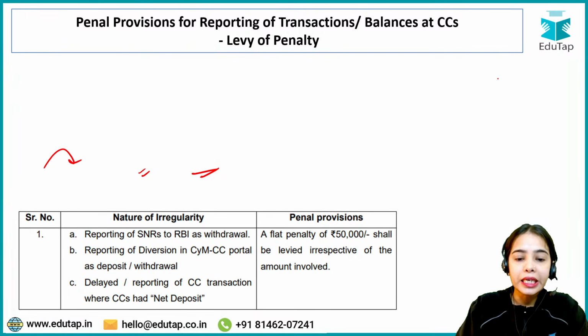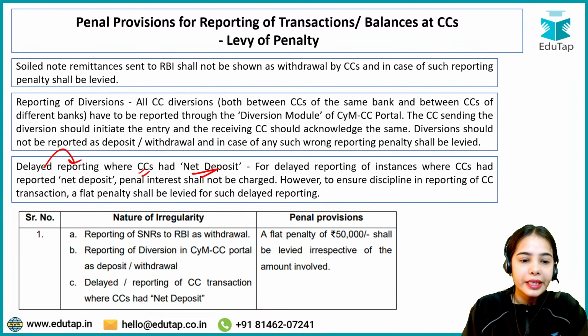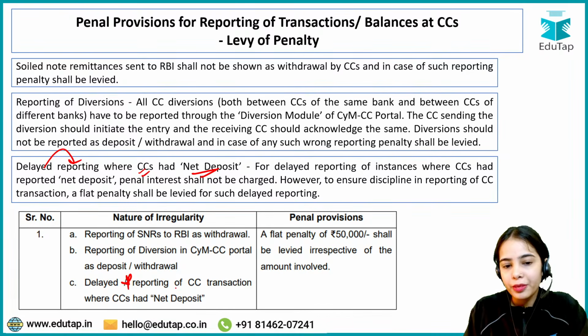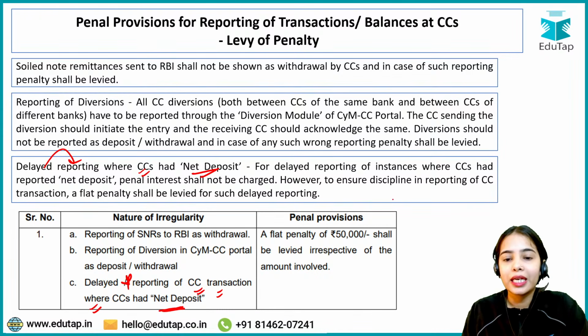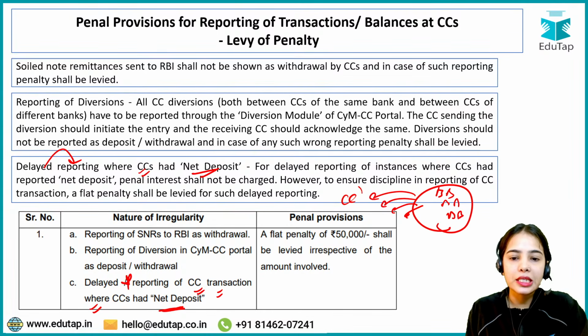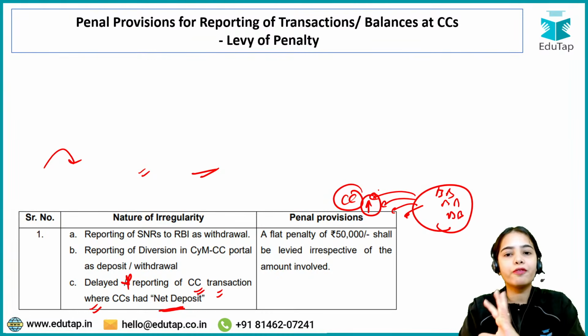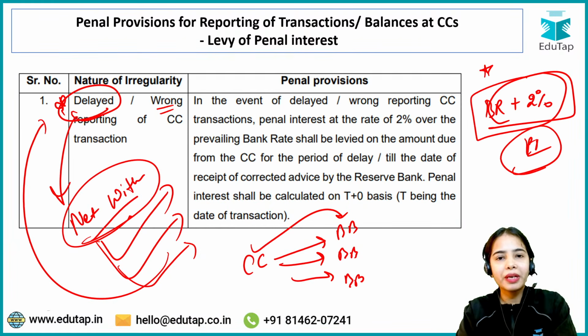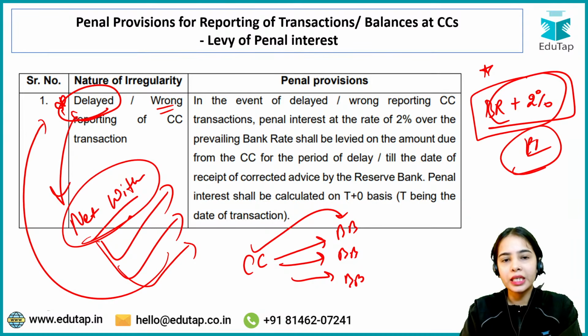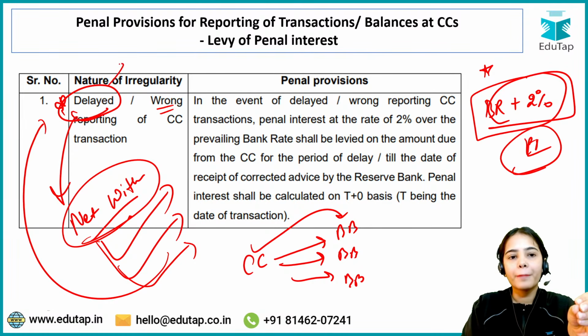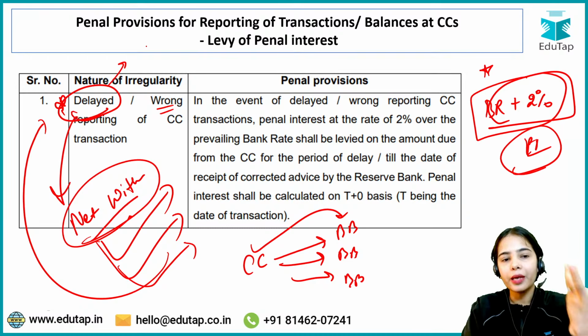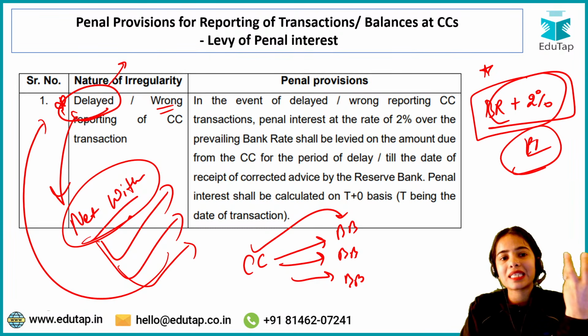But let's say there is delayed reporting of a currency chest transaction where the currency chest had net deposit. They actually have got more deposits, more money from the linked bank branches. In this case, the penal interest rate will not be carried forward. The delay in reporting has happened, but there is the net deposit.